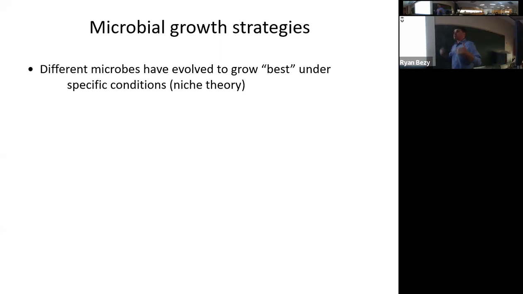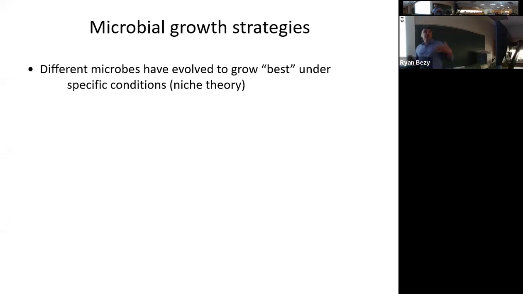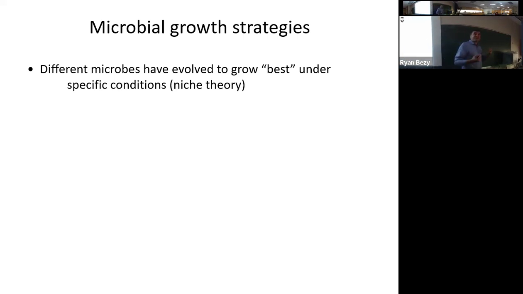So we have tons and tons and tons of different species of microbes. This microbe might have evolved under cold conditions. Maybe it grows up at the top of mountaintops. Another microbe might grow in lakes. Another microbe might grow in soil. But they evolve under those conditions over time, over generations, over thousands and thousands and millions and sometimes billions of years. So those microbes have often evolved to grow best under specific conditions. And this is called niche theory.